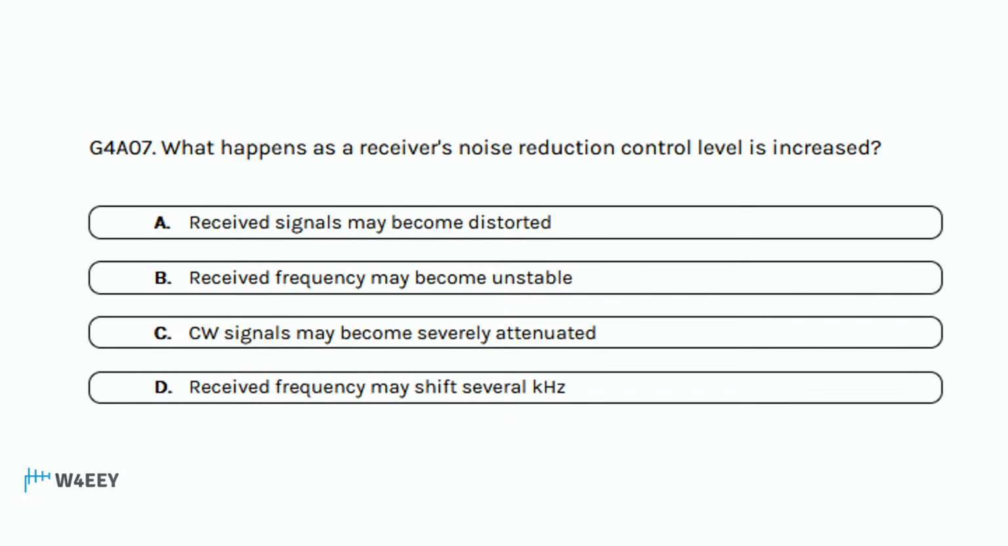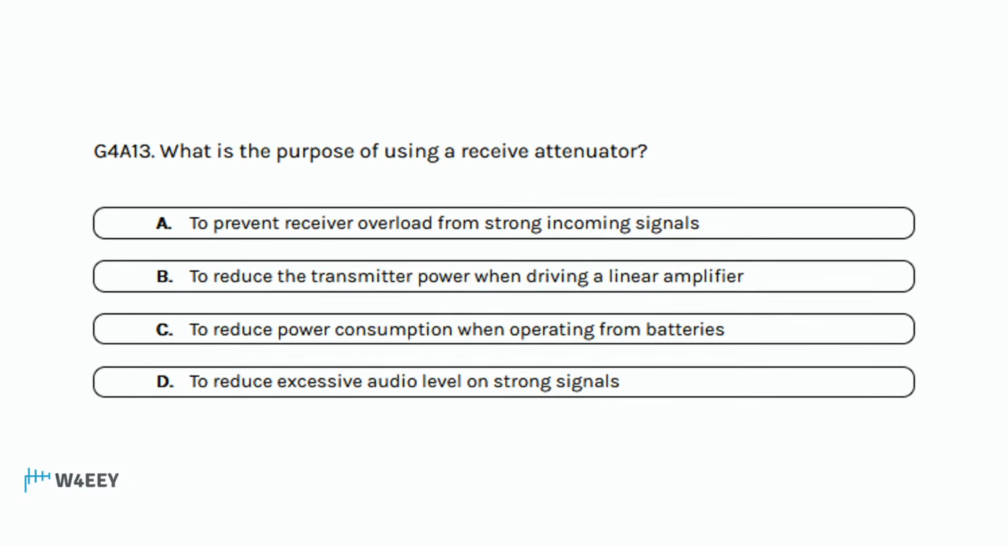So what happens as a receiver's noise reduction control is increased? Remember, too much of a good thing. Alpha. Yeah, received signals may become distorted, so use it with moderation. And what is the purpose of using a receive attenuator? Alpha. Yes, it's to prevent receiver overload from strong incoming signals.